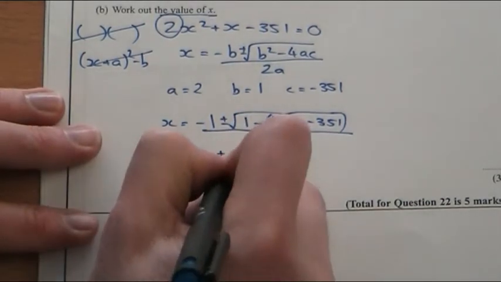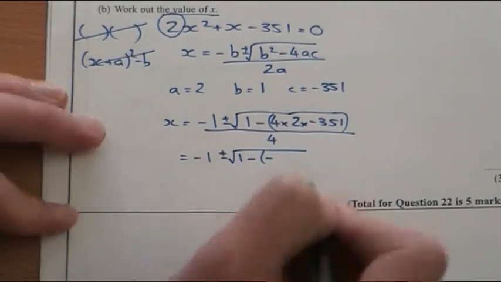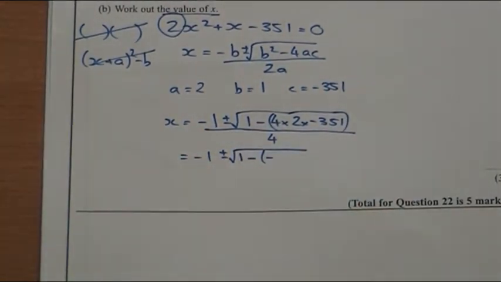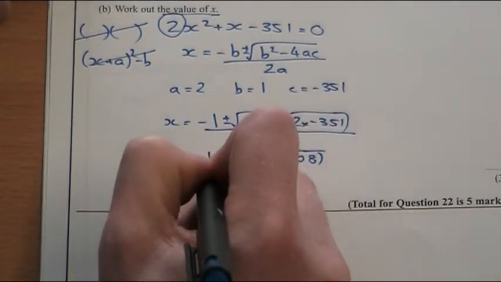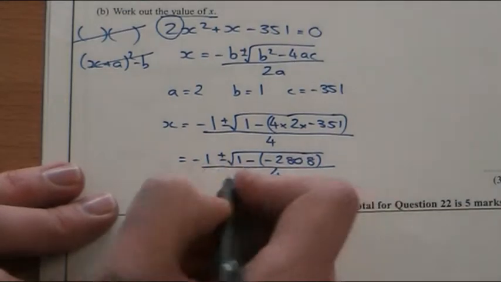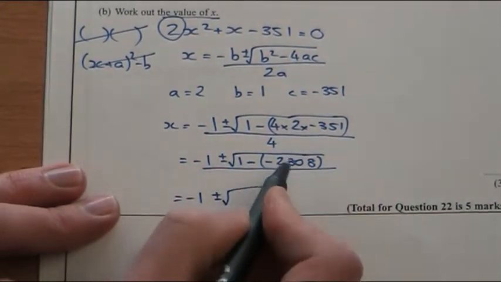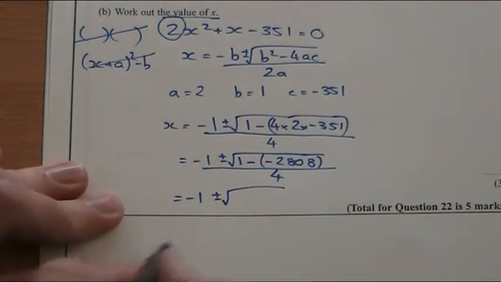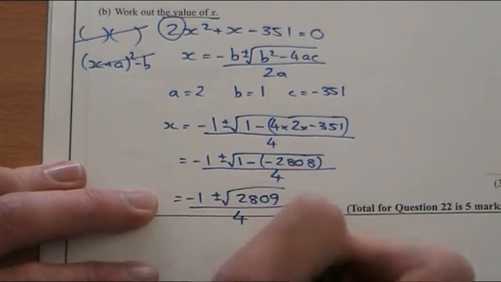Now let's tidy this up. So we've got 1 minus, this is going to be a minus because the signs are different, so 8 times 351 is that. So all I'm doing is tidying up as I go now. And I'm going to do that again, so I don't like all this mess under here. So minus 1 plus or minus the square root of 1 minus minus, which is the same as a plus, it's a double negative. So that's going to be 2809 all over 4.